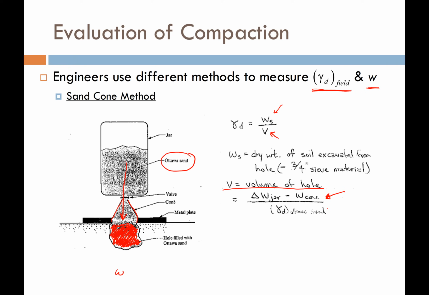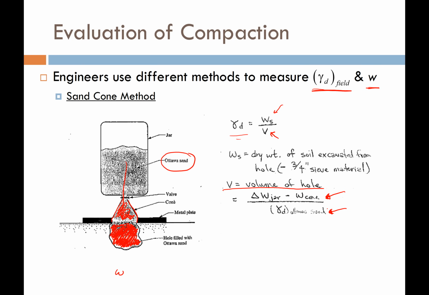So that's going to be the change in the weight of the jar minus the weight of the sand that's in the cone, all divided by the unit weight of that sand, which we know. And that's how we're going to get the volume. So we can get a dry density that way from a sand cone. And the sand cone method is a very precise and reliable test. The only problem with it is that it takes a long time to do. You've got to dry your soil so you can get the weight of the solids.